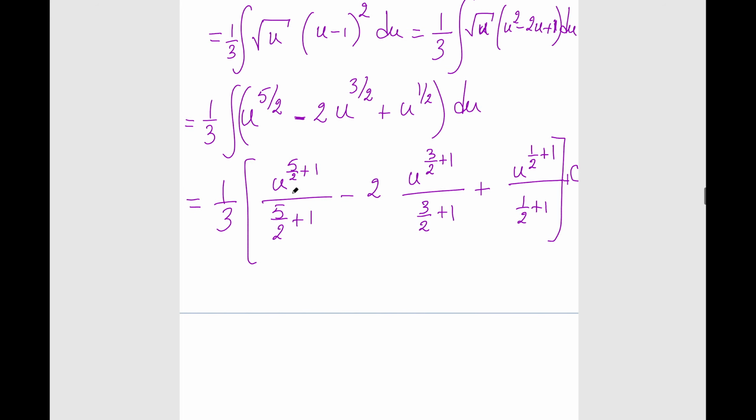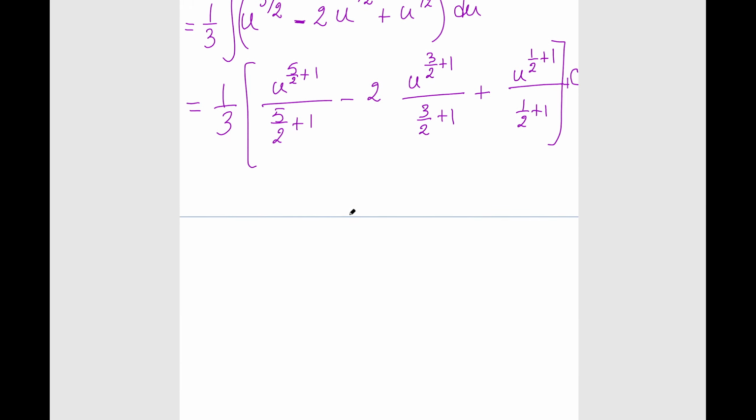Now you just do the algebra and replace u by what it means for us, right? So that's 1/3. What's 5 over 2 plus 1? That's 7 over 2. And dividing by 7 over 2 means multiplying by 2 over 7. Minus, what's this guy? 3 over 2 plus 1. Isn't it 5 over 2? Dividing by 5 over 2 is the same as multiplying by 2 over 5. But there is a 2 outside, so multiplying 2 by 2 over 5 is the same as having 4 over 5.